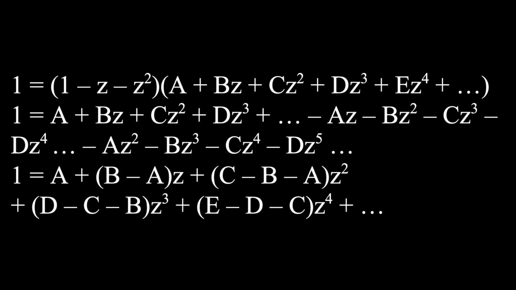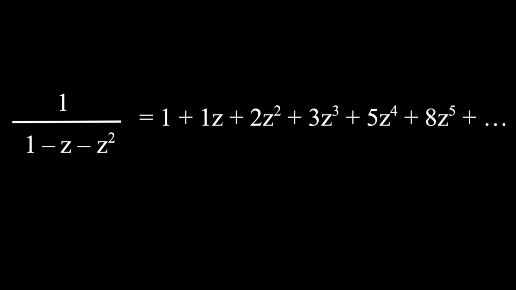What we'll have is A equals 1, and then B minus A equals 0, so B is A, which is 1, and then setting all of these new coefficients equal to 0, you can clearly see that each of their original coefficients is equal to the sum of the last two. Therefore, we have that 1 over 1 minus z minus z squared equals 1 plus 1z plus 2z squared plus 3z cubed plus 5z to the fourth plus 8z to the fifth, and so on, with each coefficient being the nth Fibonacci number.